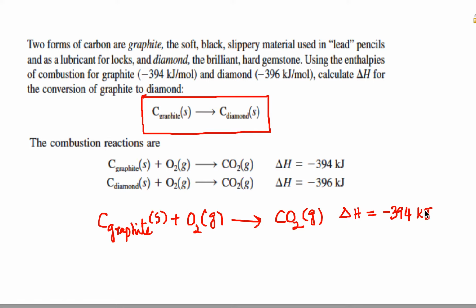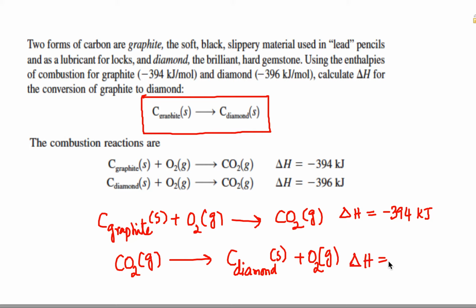The second equation we must use in reverse. Why? Carbon dioxide must cancel out, oxygen must cancel out, and diamond should appear as product. To make that happen, the second equation must be reversed. So that gives us carbon dioxide gas to carbon diamond plus oxygen gas. And what is the delta H for this? This is going to be positive 396. Why? We have reversed the data equation. The data equation has a negative 396 kilojoules and we have used it in reverse manner, and for that the enthalpy change changes the sign. So negative 396 becomes positive 396 for the reverse reaction.